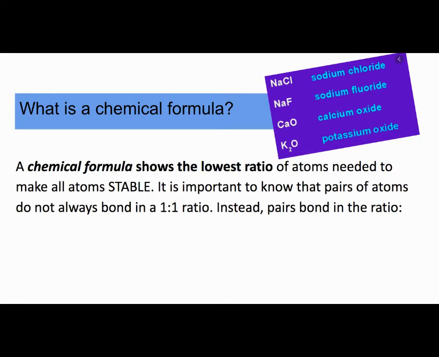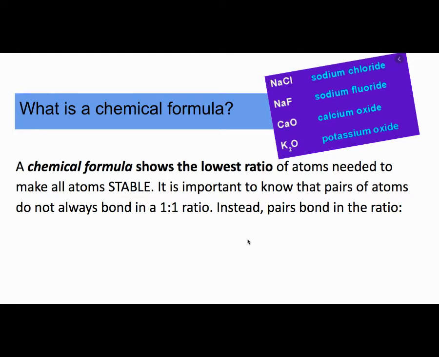A chemical formula shows the lowest ratio, or the smallest number of atoms needed to make all the atoms in the molecule stable. It's important to know that pairs of atoms sometimes, but do not always, bond in a 1-to-1 ratio. Up here we see NaCl bonded in a 1-to-1 ratio. There's one sodium and one chlorine atom that are bonded. But down here we see that there are two potassium atoms bonded with one oxygen atom. So sometimes they bond in a 1-to-1 ratio, but not always.